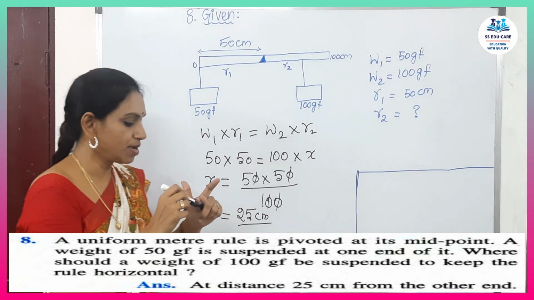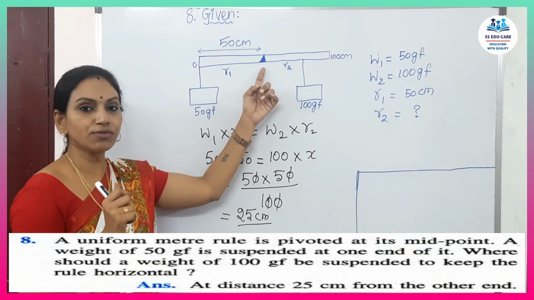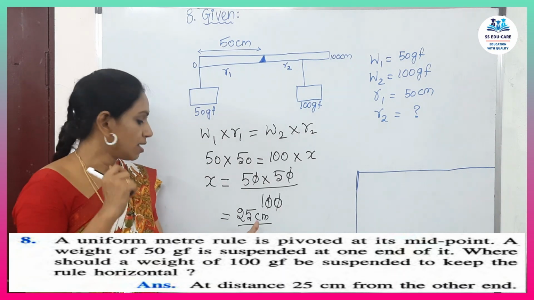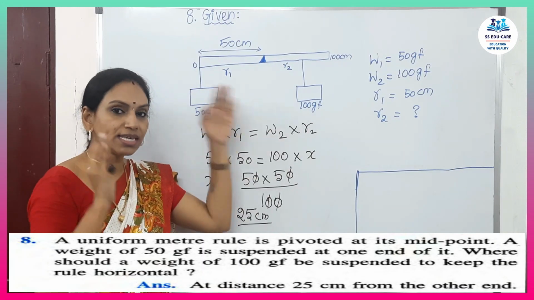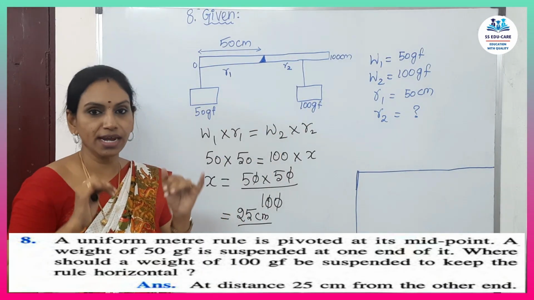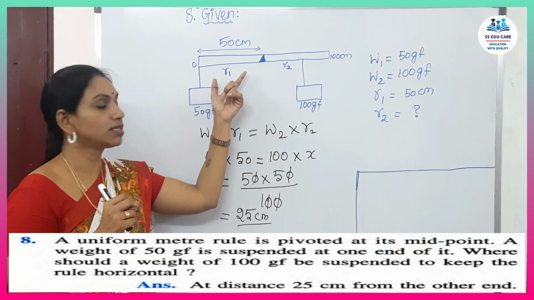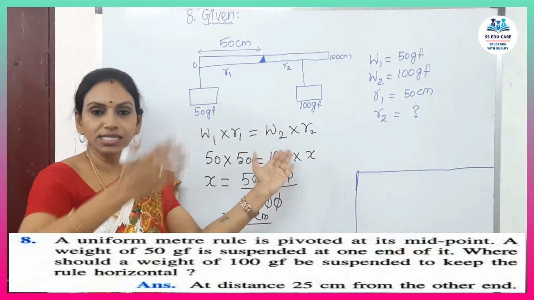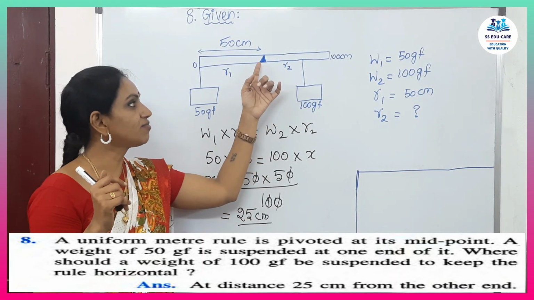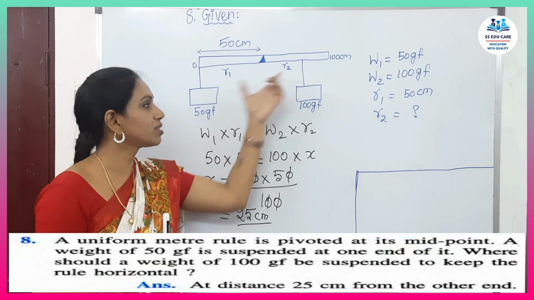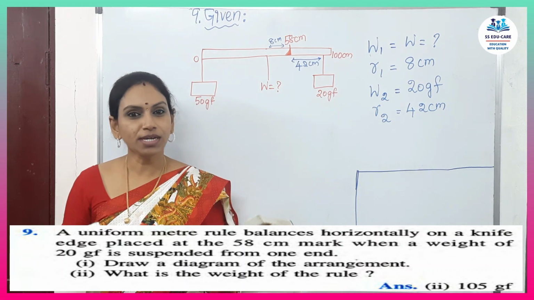So this 25 centimeter from the pivoted end, at a 25 centimeter distance, the 100 gram force should be suspended at the right side of the pivoted end. If this 100 gram force is suspended on this side, then the ruler may turn this side. Isn't it, as I already said? So this 100 gram force should be suspended right side of the pivoted end so that the rule will be horizontal.